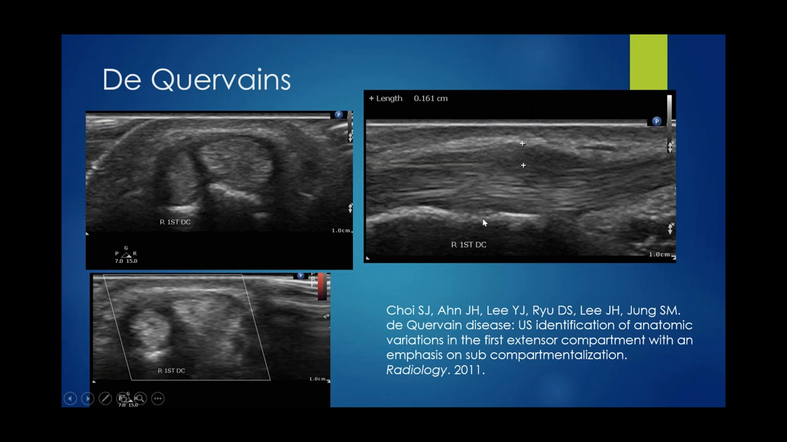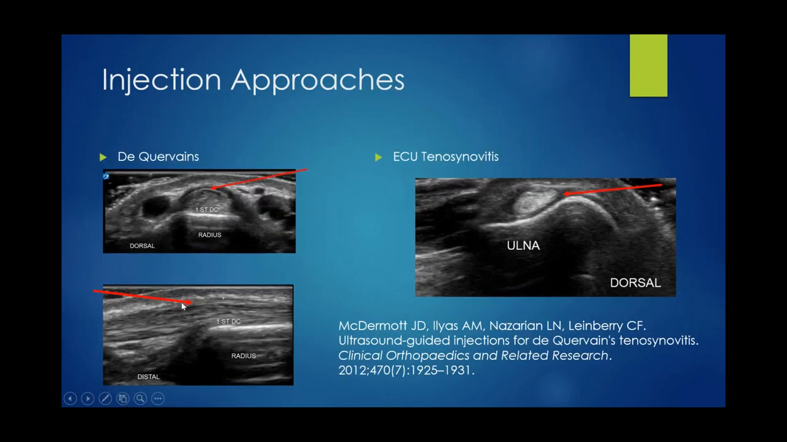These can be injected. Classically, they're injected with corticosteroids. They can be injected either in plane with the transducer and the tendon, coming from a distal to proximal direction or proximal to distal direction, depending on your preference, or out of plane relative to the tendons, but in plane with the transducer. The goal essentially is to place the corticosteroid solution within the sheath of both tendons, assuring that they are both treated adequately in case there is that subcompartmentalization occurring.